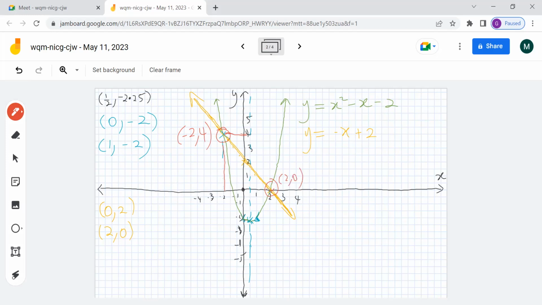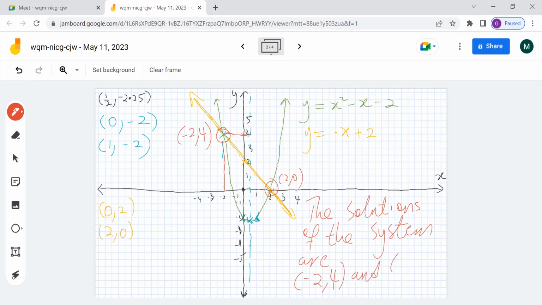Okay, so now I can say that the solution of the system, right? Let's add S. So the solutions, because there are 2 in the system, are negative 2, 4, and 2 and 0. Okay, ta-da! So we have finished. So this is your solution for the system.